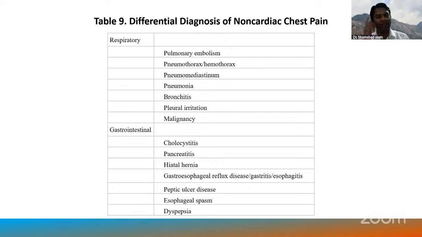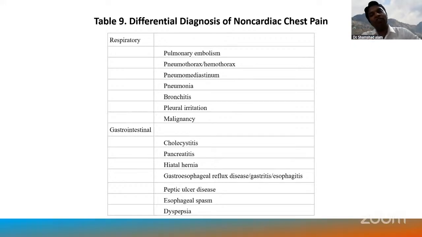If we do not have pulmonary embolism in our mind whenever we see a patient with dyspnea or syncope in emergency, then obviously we will not be able to diagnose it. And to your surprise, pulmonary embolism is diagnosed within 2 weeks in only less than one third of patients. The second common cause of non-cardiac chest pain includes hemothorax, pneumothorax, pneumomediastinum, pneumonia, bronchitis, pleural irritation, and malignancy.